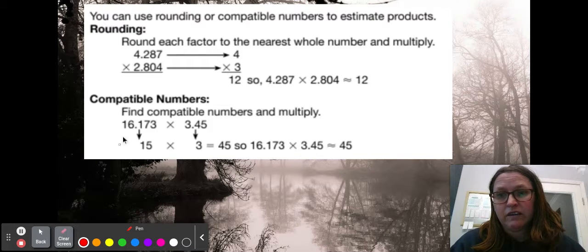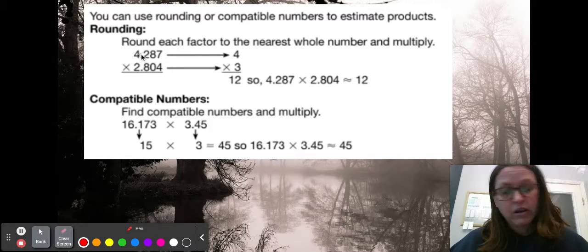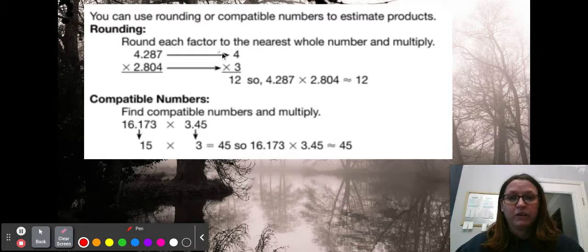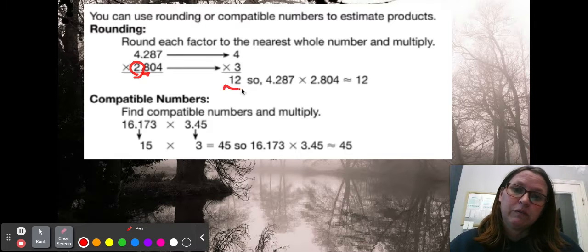So with decimals right here, if I have something like this, 4.287, I'm going to round it to the nearest whole number. So the 2 tells me that my 4 needs to stay the same. And this 8 right here tells me that my 2 needs to raise the score to a 3. So 4 times 3 would equal 12.